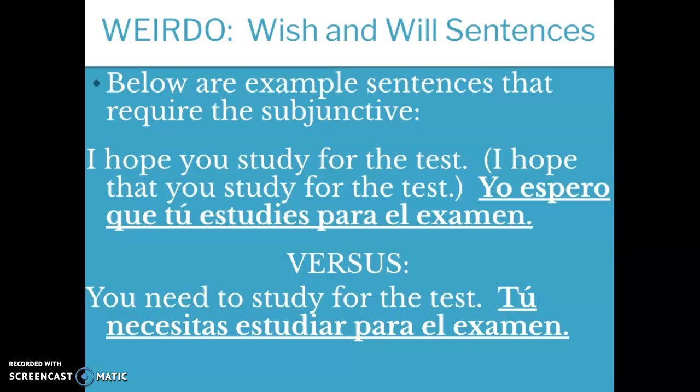So that is the subjunctive for regular AR verbs. We are going to practice all day today. Then we are going to get into our ER and IR verbs, and then we are going to practice those all together.